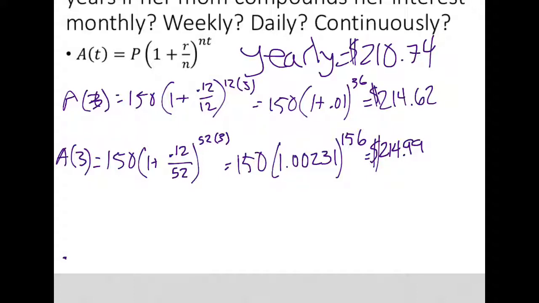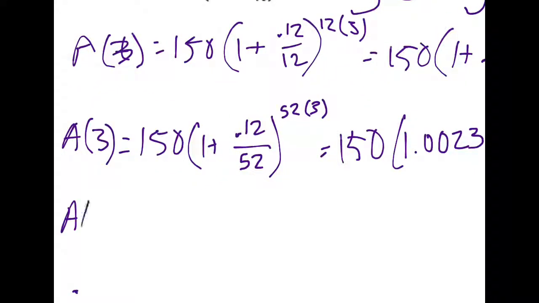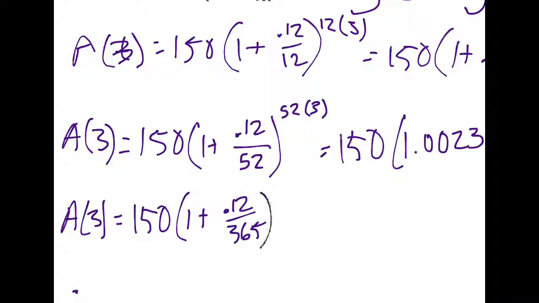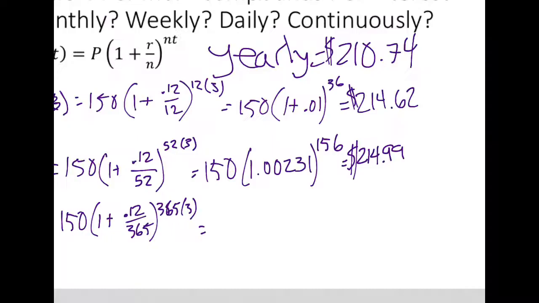So what if we do it daily? Well, same exact setup, except now do it with 365 instead. And yes, you don't need to ask, I did change the units on the Google calculator from weeks to days. There are 365.242 days in a year. So again, I'm going to go A of 3 years equals 150 times 1 plus 0.12 divided by 365 times 365 times 3, and you will get.